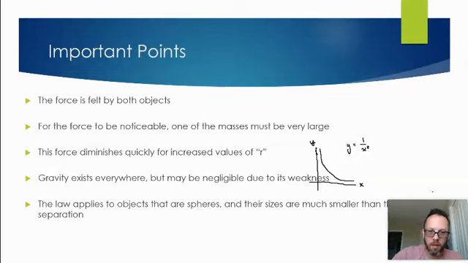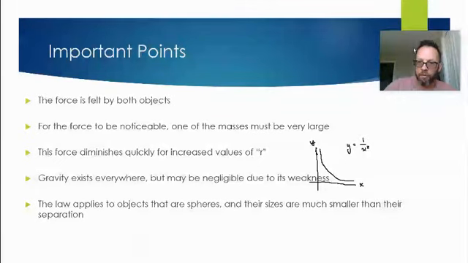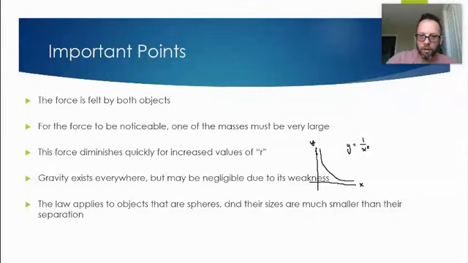Well, I have a fifth one. The law applies to objects that are spheres, and their sizes are much smaller than their separation. You can copy this down or not, but the reality is most shapes aren't spheres. Like we're not spheres, right? But if you have an object that's not spherical, the mass in this part of the object pulls it this way, the mass of this part pulls it this way, and things get kind of complicated. If you know the mass distribution, you can deal with it, but that's for a higher level university course.